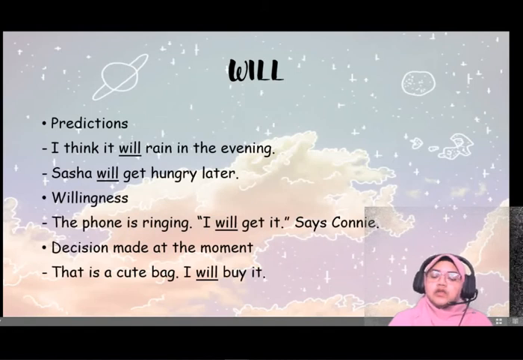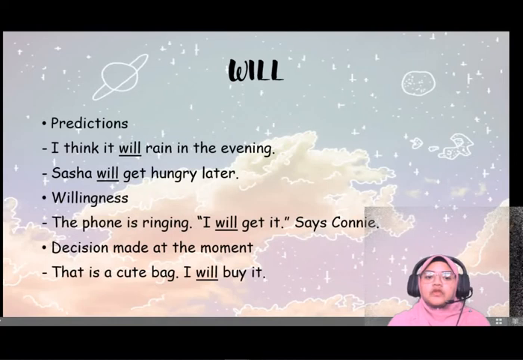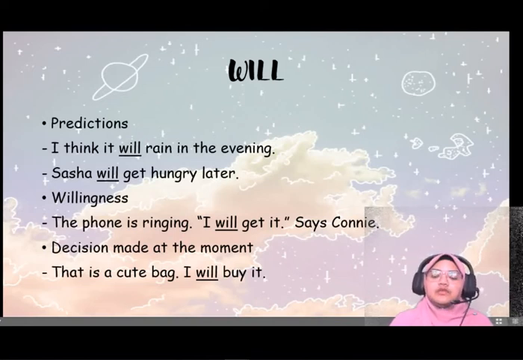Now let us look at how we use will and also be going to. For will, you use it for predictions, something that you predict will happen. For example, I think it will rain in the evening. Or, Sasha will get hungry later. These two sentences indicate that it is a prediction.